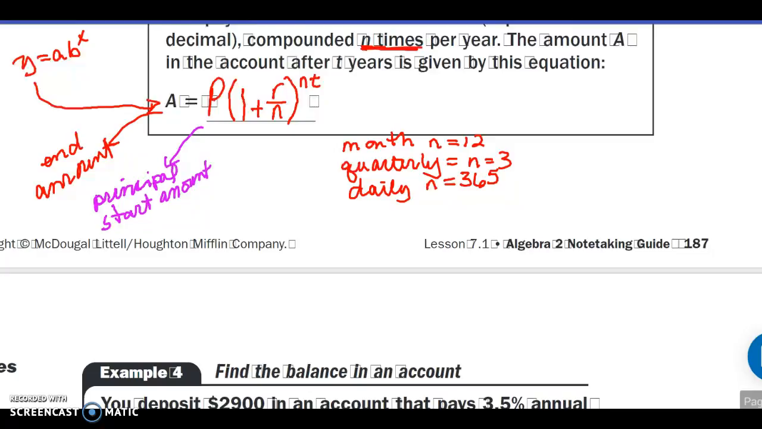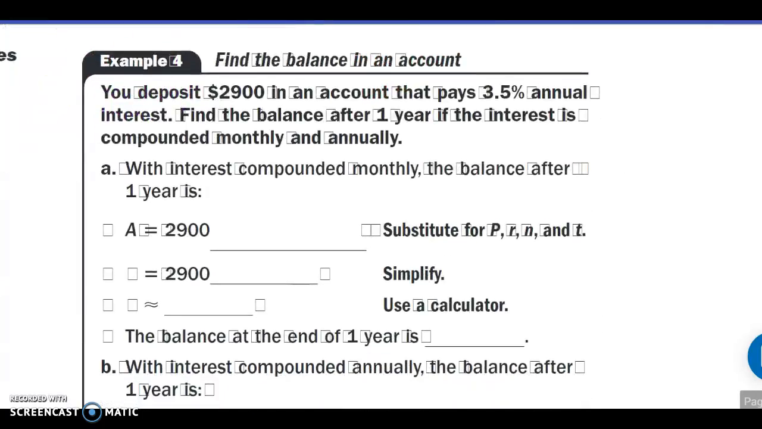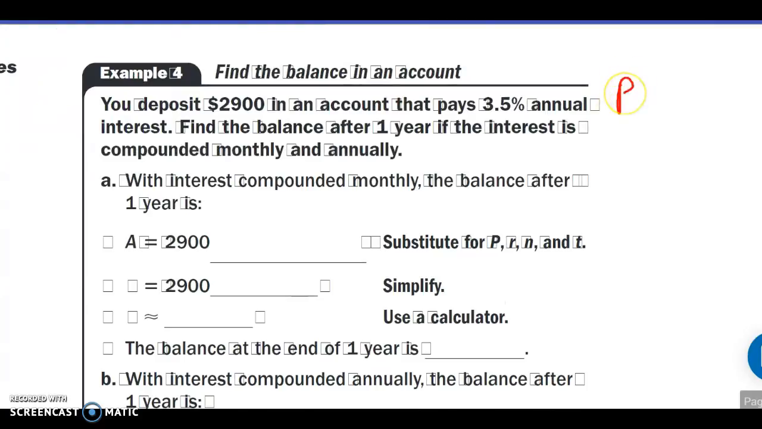All right, so with that in mind, we're going to remember that formula. A equals P times 1 plus r over n to the nt power. I'm actually going to write it down here for us. A equals P times 1 plus r over n to the nt power. And we're going to use that formula for this problem. So it says we deposit $2,900 in an account. Notice it's money in the bank, as I said. It pays 3.5% annual interest. So find the balance after 1 year if the interest is compounded monthly, and we're also supposed to find what if it's just compounded annually.